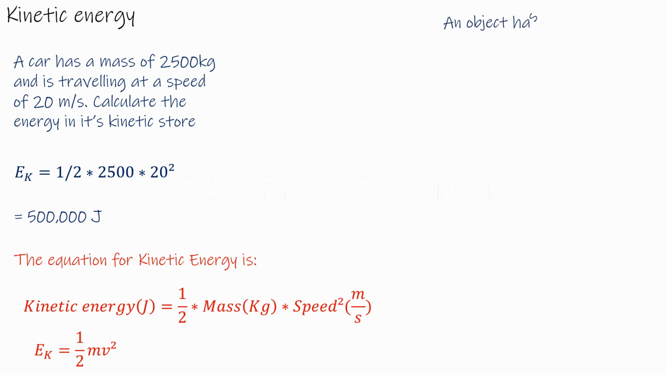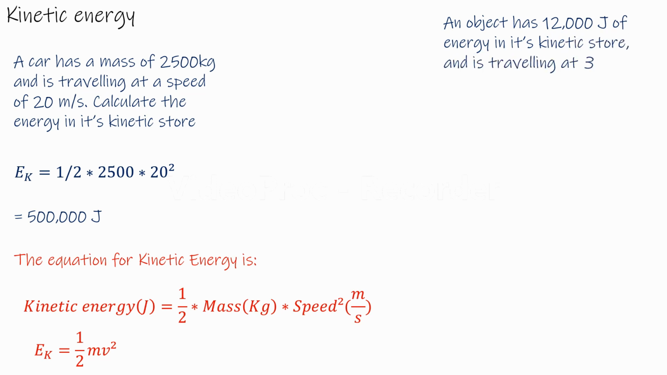A bit of a trickier question here, as we have to do a little bit of rearranging. We are told that an object has 12,000 joules of energy in its kinetic store, and that it is also travelling at 32 meters per second, and then we are asked to calculate the mass of the object. Now you'll notice we're not calculating the kinetic energy this time, so we will have to rearrange.